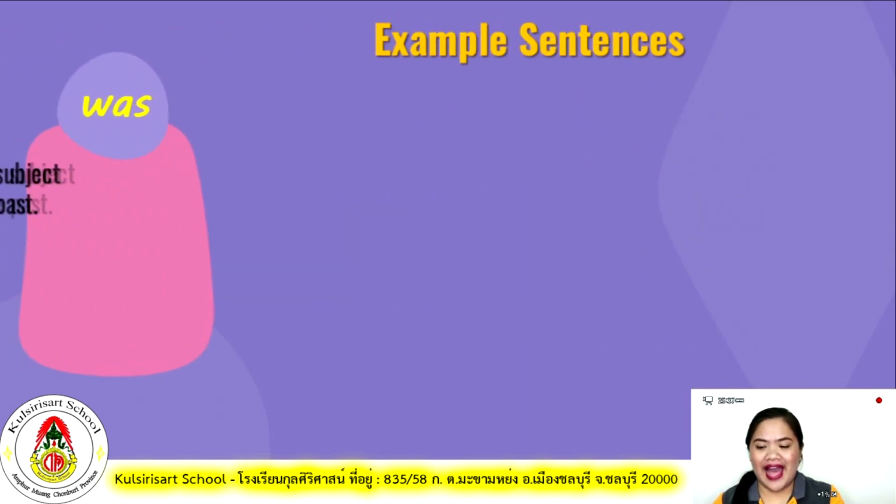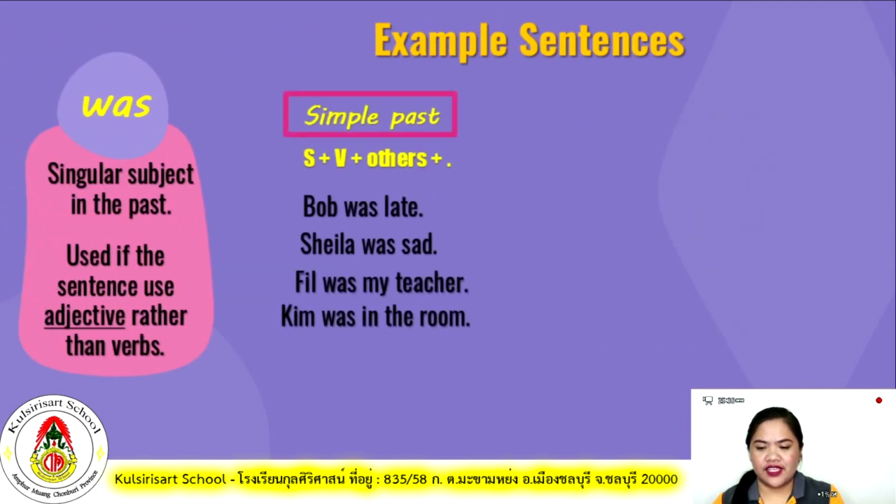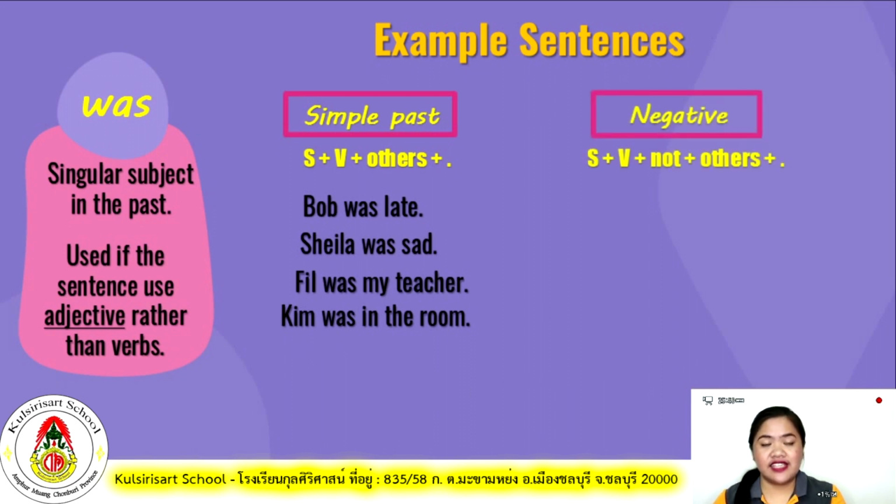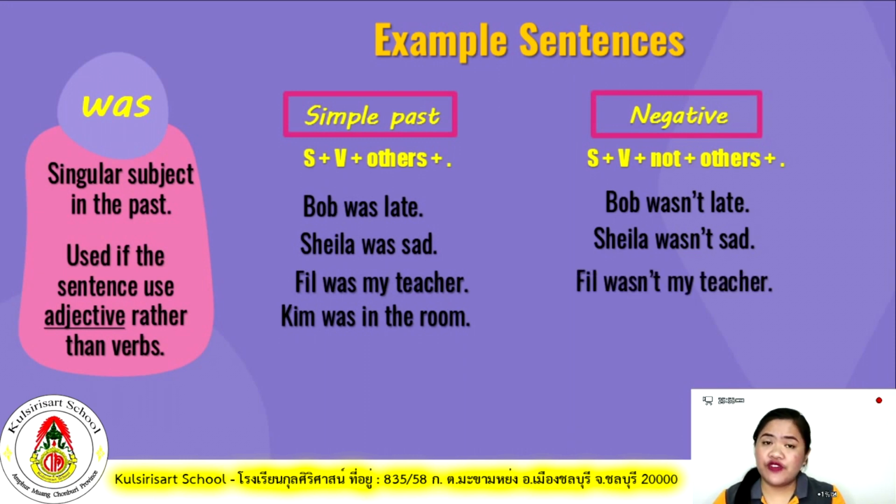Okay? Now let's proceed to the word was. We have Bob was late. Sheila was sad. Phil was my teacher. Kim was in the room. In the negative, it will become Bob wasn't late. Sheila wasn't sad. Phil wasn't my teacher. And Kim wasn't in the room.